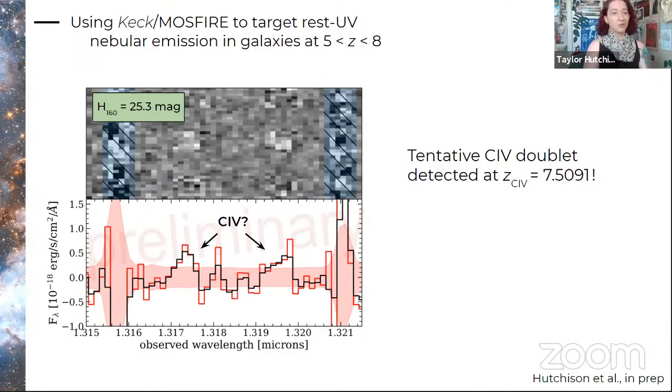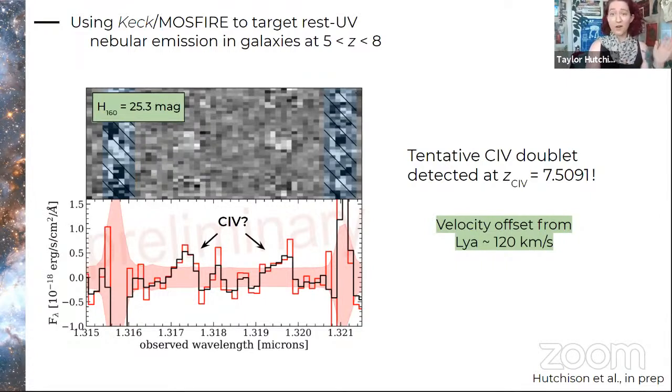Now, another really interesting thing about this galaxy is it actually already had Lyman-alpha detected. The velocity offset from Lyman-alpha is about 120 kilometers per second, which is interesting because that implies that either Lyman-alpha is being blueshifted relative to carbon-4, or carbon-4 is just more redshifted than Lyman-alpha. So it'd be great if we had some kind of spectroscopic tracer and a systemic tracer for this galaxy.